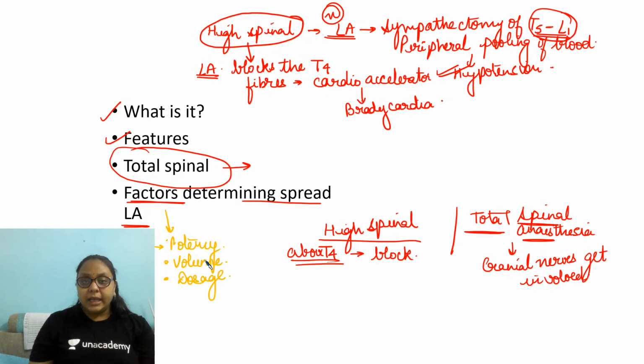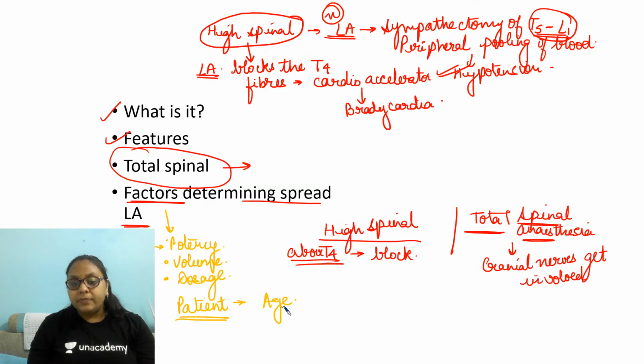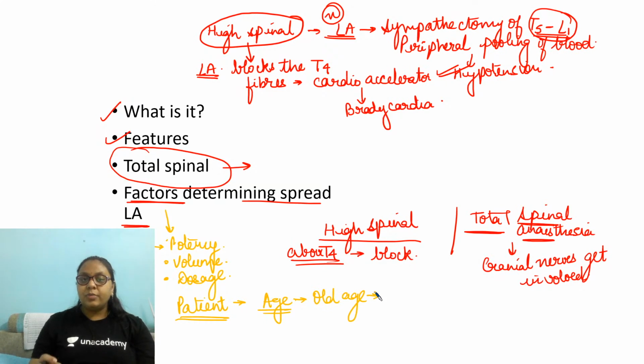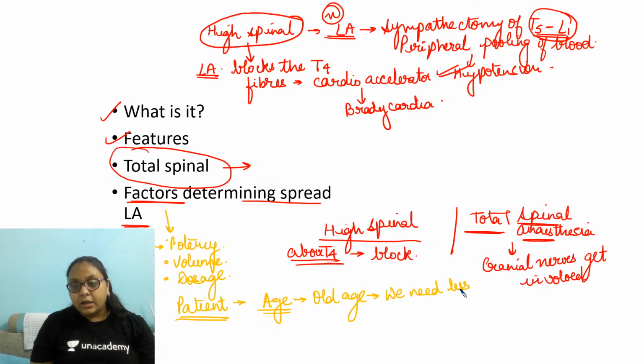Okay, and one more thing, the patient factors. The patient factor on which it depends is the age of the patient. Old age. ठीक है, ओल्ड एज में क्या होता है, there is loss of the, जो स्पेस होता है, the subarachnoid space होता है, वो कब छोटा हो जाता है, वो नैरो हो जाता है, ठीक है। And therefore in old age we need less drug to produce the effect.